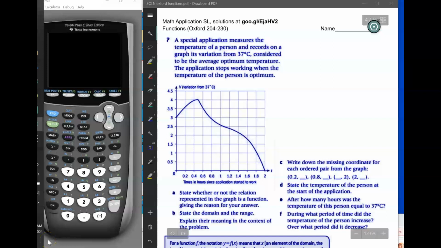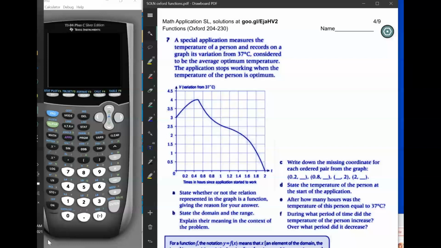Page 4 of functions. Number 7, a special application measures a person and records on a graph its variation from 37 degrees Celsius, considered to be the average optimum temperature. The application stops working when the temperature of the person is optimum.